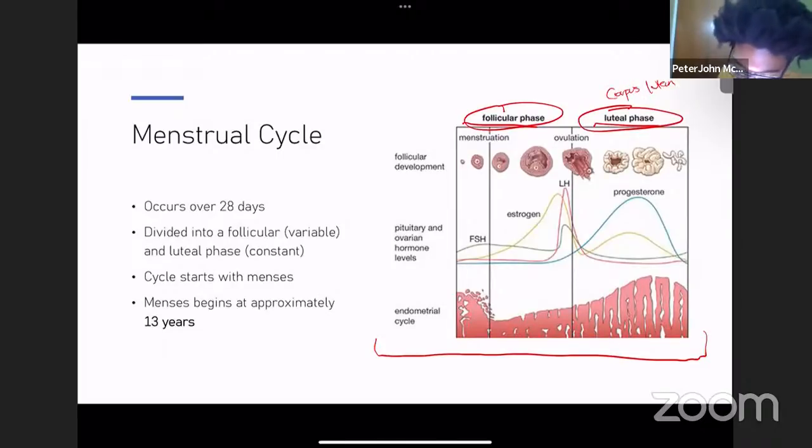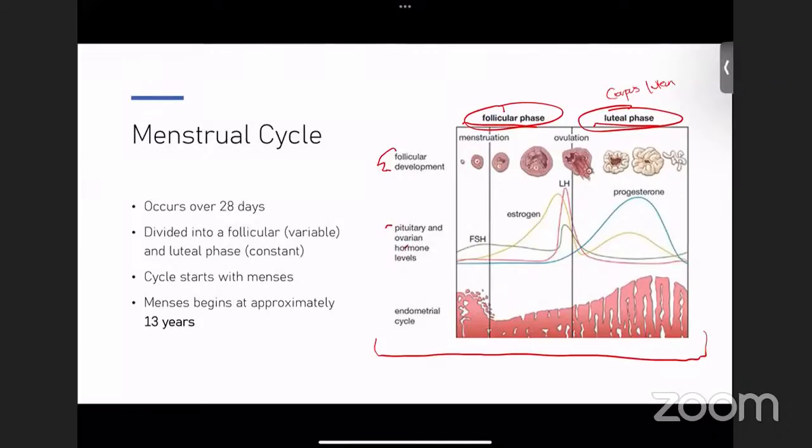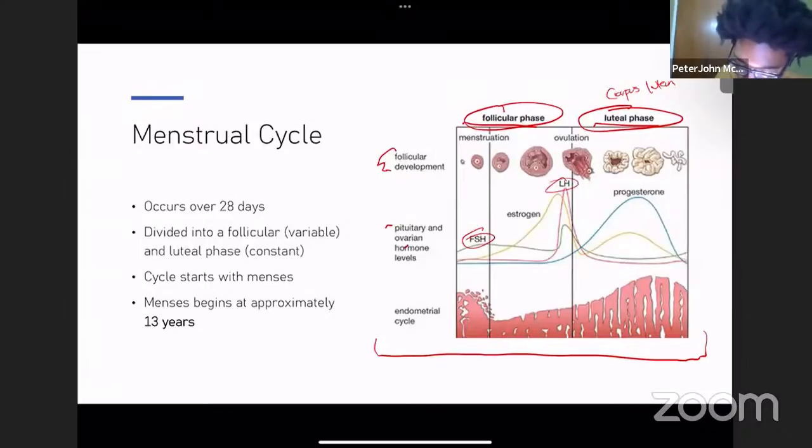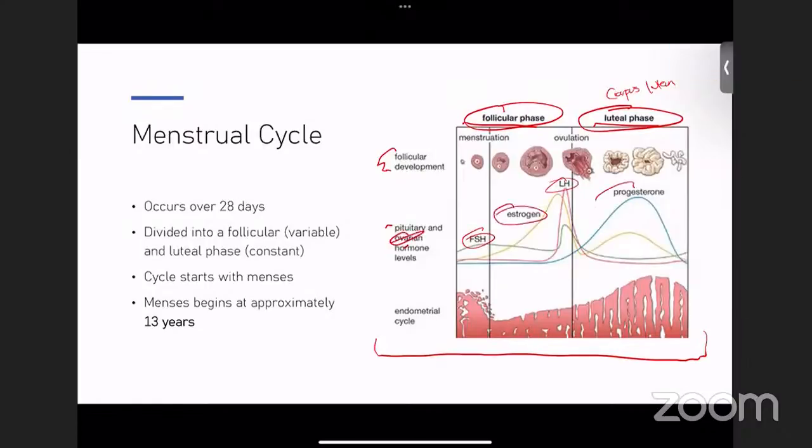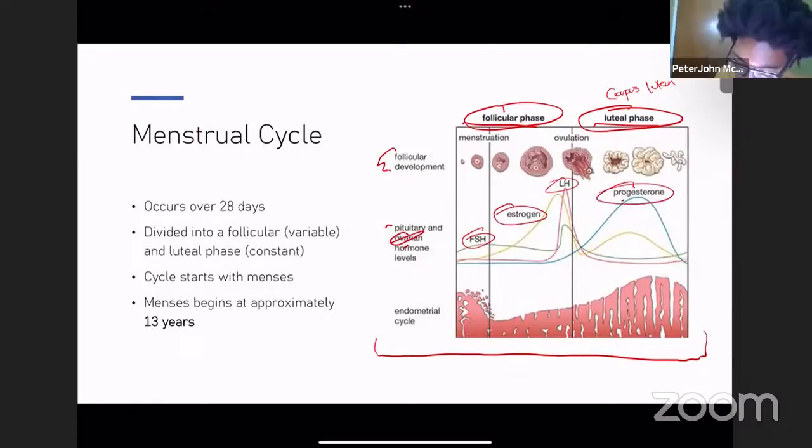The hormones that are involved: pituitary and ovarian hormones. So what are the pituitary hormones? FSH, LH. What are the ovarian hormones? Estrogen, progesterone. So the endometrial cycle, this represents menstruation.